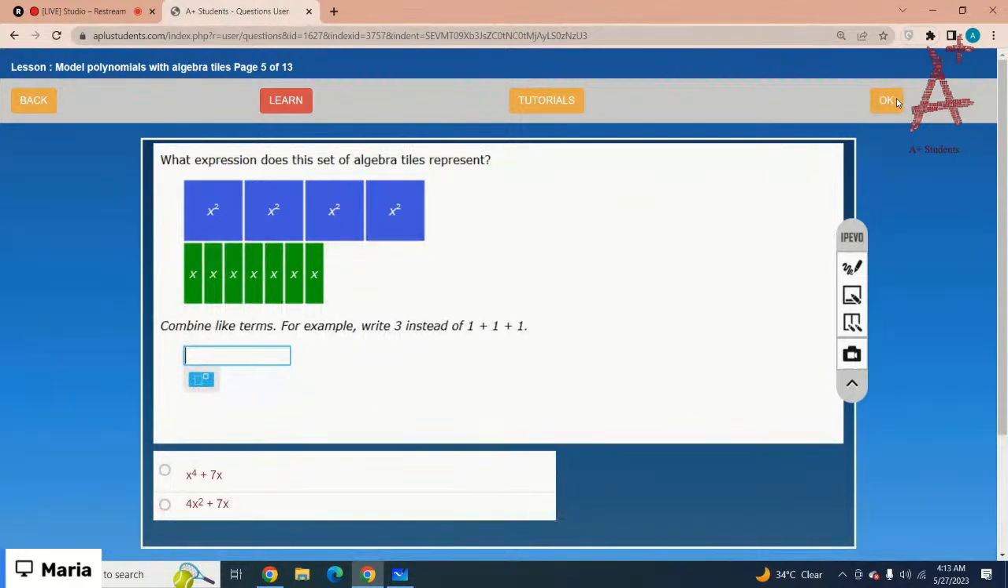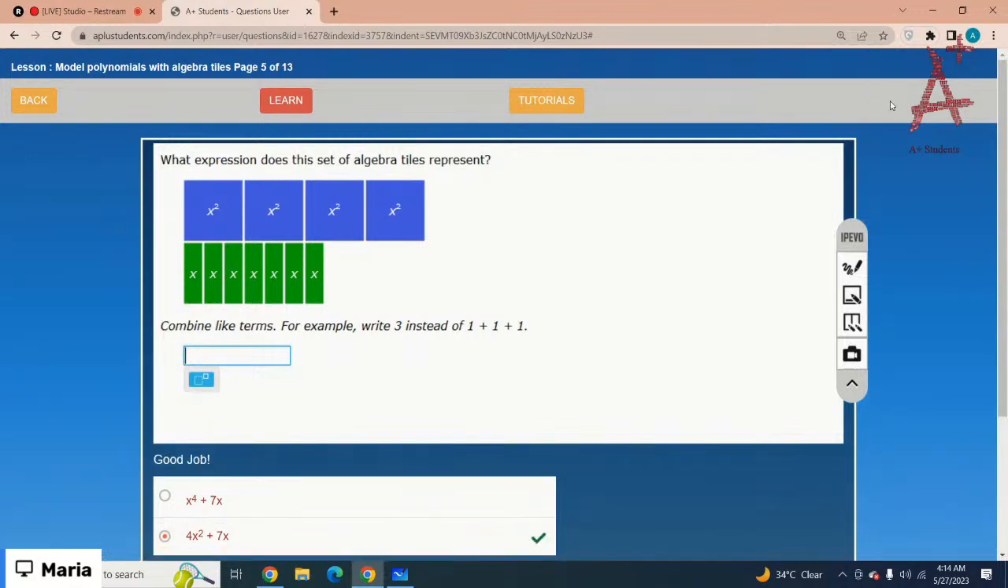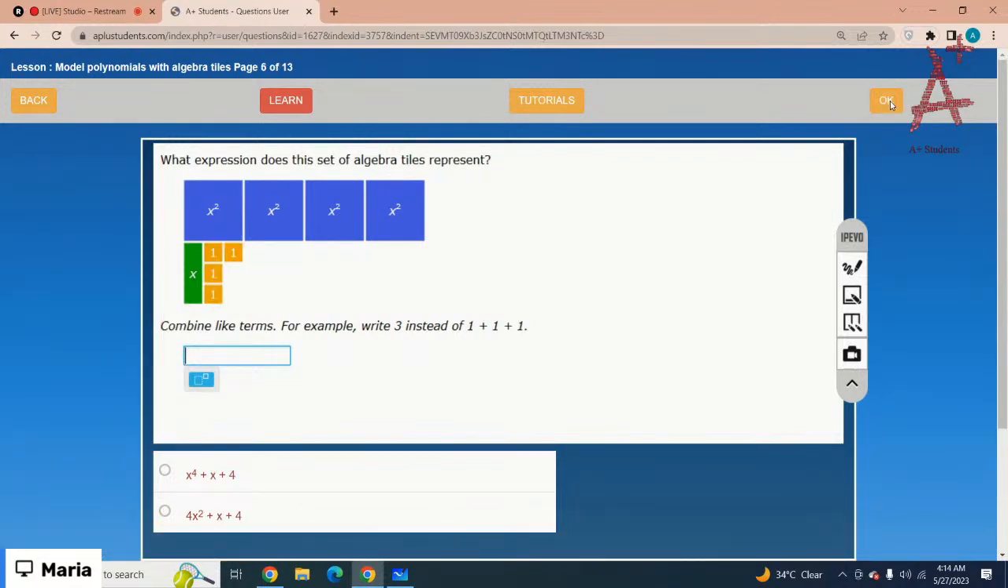Okay, what expression does the set of algebra tiles represent? It would be 4x square plus 7x. The second option is the correct one. What expression does the set of algebra tiles represent? It would be 4x square plus x plus 4. Got it? The correct option is 4x square plus x plus 4. Option number 2 is the correct option.